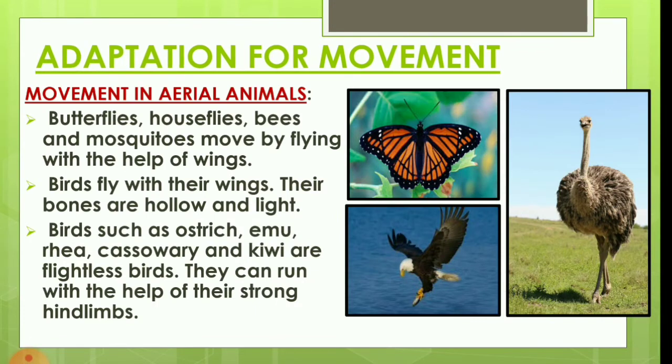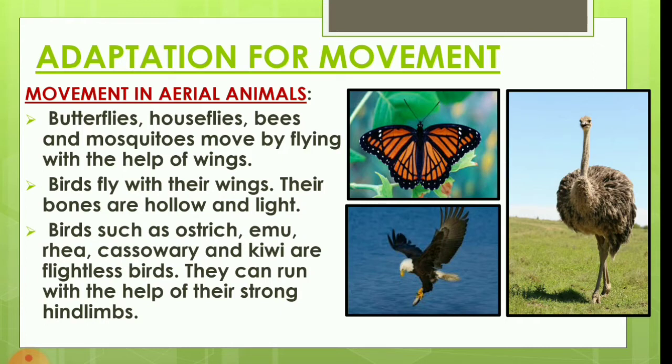Next is movement in aerial animals. Now we have seen movement in land animals, movement in aquatic animals. Now we'll learn about the movement in aerial animals which fly. Butterflies, houseflies, bees and mosquitoes move by flying with the help of wings. These animals have wings for flying. Birds fly with their wings. Their bones are hollow and light.